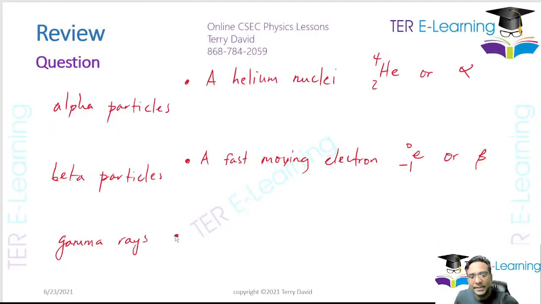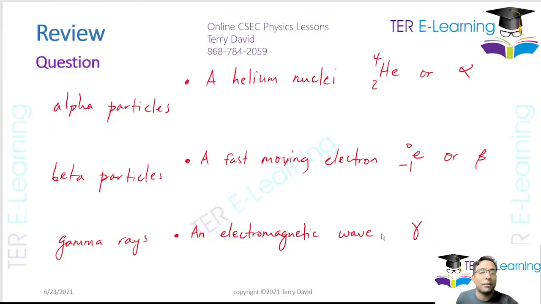Now, gamma rays are part of your electromagnetic spectrum. So it's an electromagnetic wave. That is what gamma rays are. They are electromagnetic waves. In terms of my symbol, the symbol that I use looks like this. That's the symbol for gamma rays.